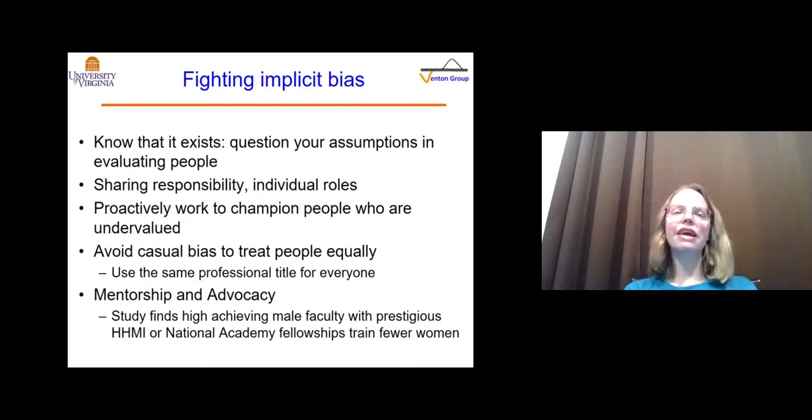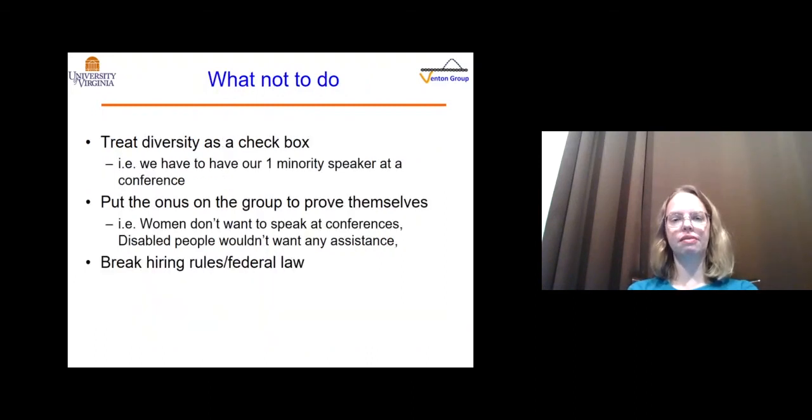Oh, well, right, and so we need to fight this at all levels, right, to have everybody training both women and men and minorities and that kind of thing. It's not the job of only women to train women, right, or minorities to train minorities. That's a horrible way of having science go forward. But we need everybody to be mentoring and advocating for all people in science.